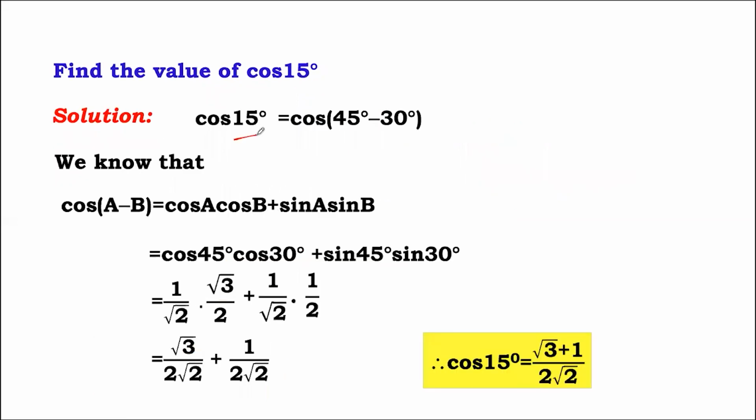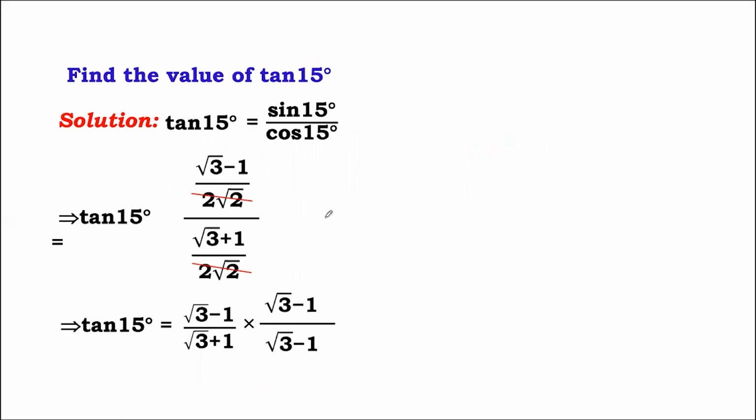Again, for cos, we know that cos A minus B is cos A cos B plus sin A sin B. So the value will come with a plus: root 3 plus 1 by 2 root 2. Remember the formula: cos A minus B is cos A cos B plus sin A sin B, right? So what about tan of this?